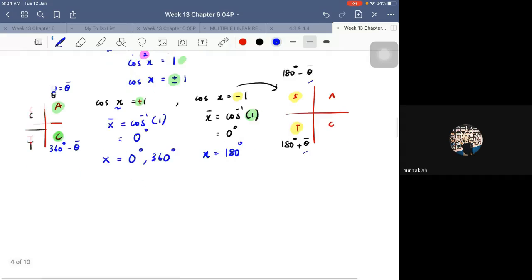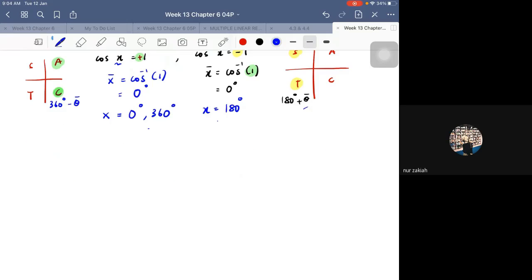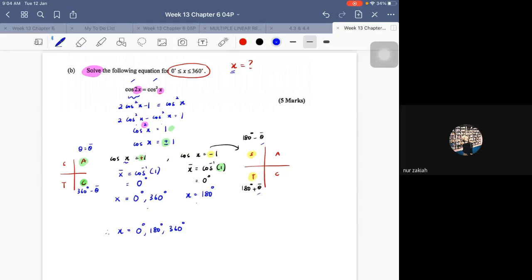So now kita kena gabungkan dua-dua jawapan ni. So X dia ada 3 jawapan keseluruhannya. It could be a value of 0 degree, it could be a value of 180 degree, it could be a value of 360 degree. Itu adalah kesemua nilai X. Okay, and by doing this calculation, so you akan dapat 5 markah.